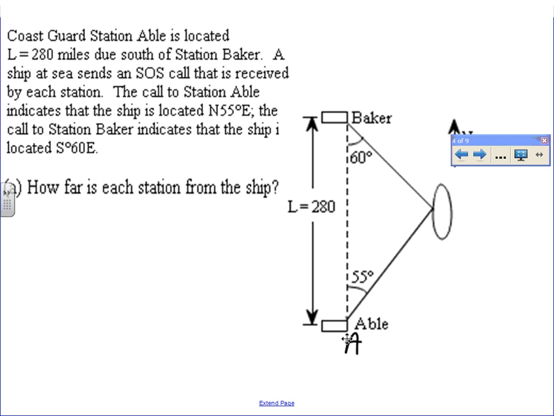Let's call this down here A for Able, and then B for Barker. We could call the other one C. You want to do that? And so, what are they really asking for just on the picture? How far is each station from the ship?